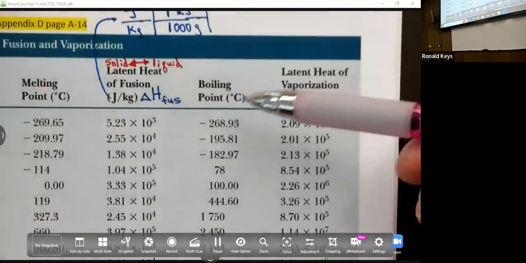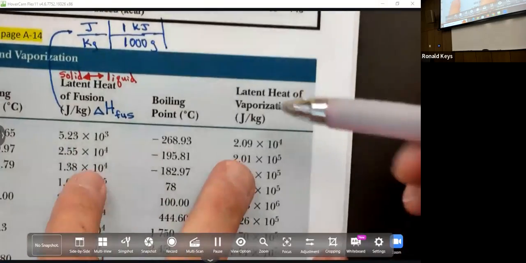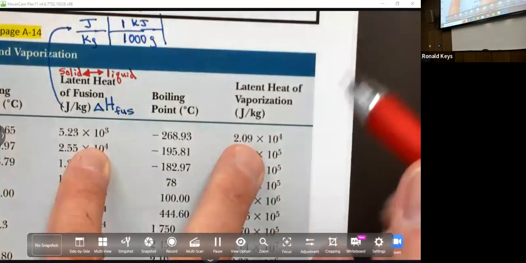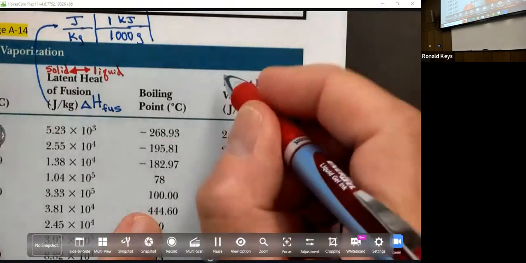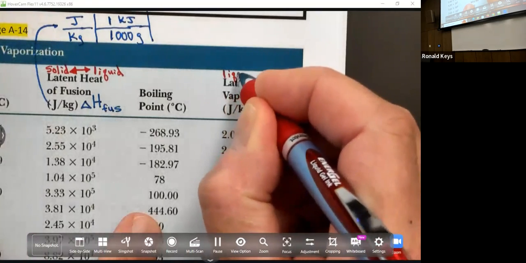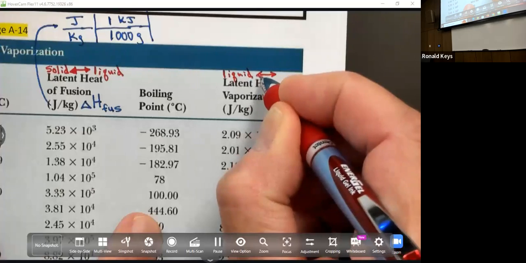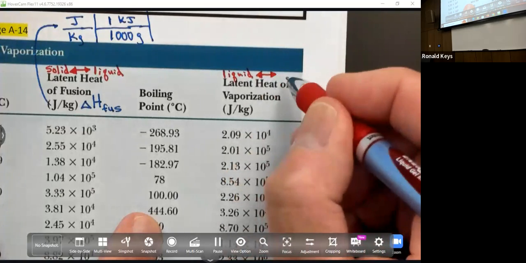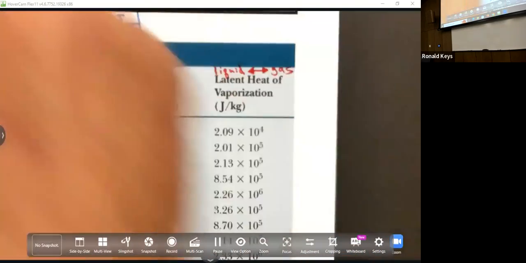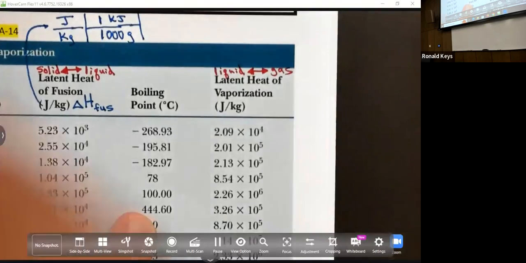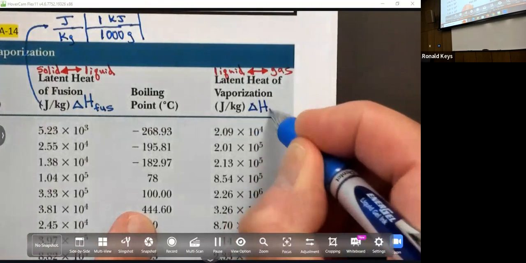And we need to know the boiling points. We need to know the melting points. Then if we are going to take a liquid to a gas, the latent heat of vaporization, this is a liquid to a gas. Or do we need to cool it down to go from gas to a liquid? This is the enthalpy of vaporization.